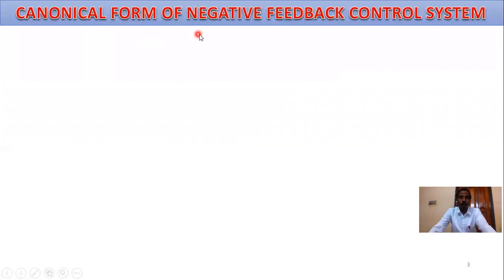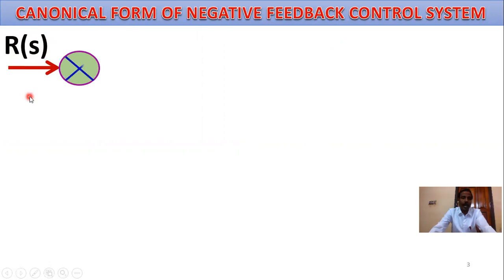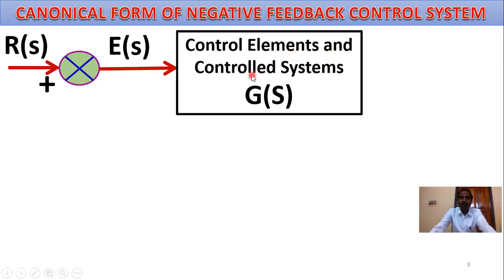So, the canonical form of negative feedback control systems. This is the input signal R(s). This input may be step, ramp, parabolic, impulse, any type of input you can apply. This is the summing point, or adder, or comparator, regulator. This signal is always positive: reference input, or set point, or cause. This is the control element and control system, the gain G(s). E(s) is called the actuating signal or error signal, and C(s) is called the controlled output, or the effect of the control system.